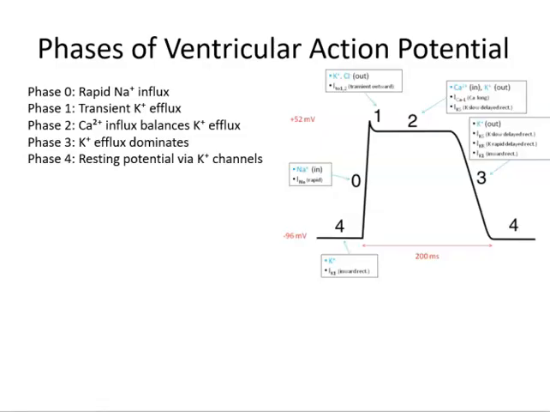At this point, calcium comes through the L-type channels, and while potassium leaks out slowly, this calcium is coming through these channels. This balance is what's holding the membrane at no change. It's staying at that plateau. Then we go on to phase 3, the repolarization phase, and the calcium channels close, potassium flows out, and it returns to the resting membrane potential of about negative 90 millivolts, closer to the potassium equilibrium point.